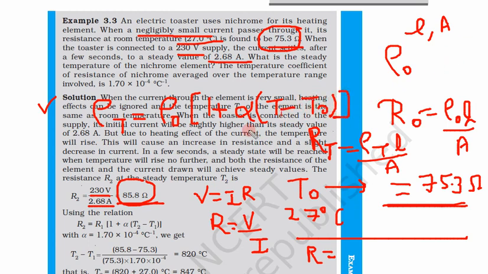Now let us modify this formula according to our needs. Let us multiply both sides with L by A. So rho T into L by A becomes RT, and rho 0 into L by A becomes R0. The 1 remains 1, alpha remains the same, and T is minus T0. So the same formula which was for rho has now changed for R.